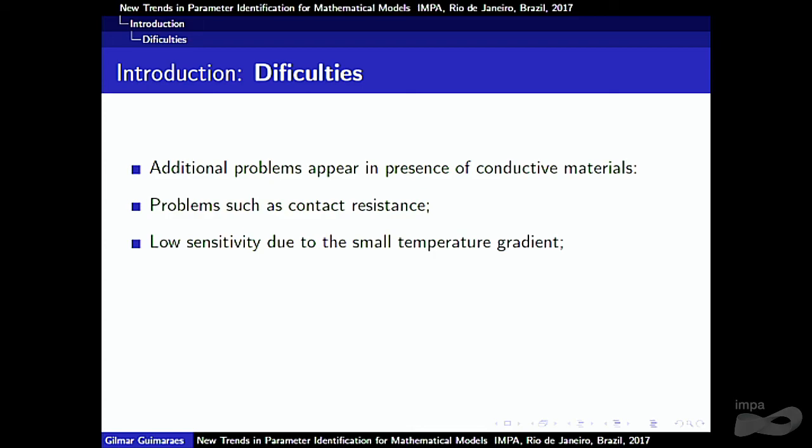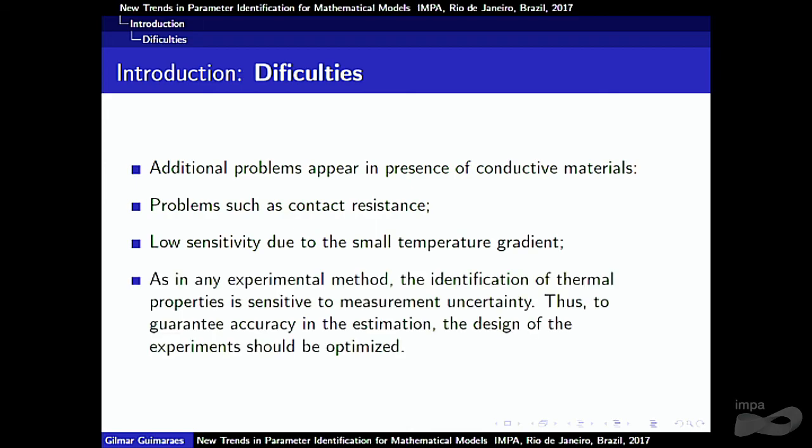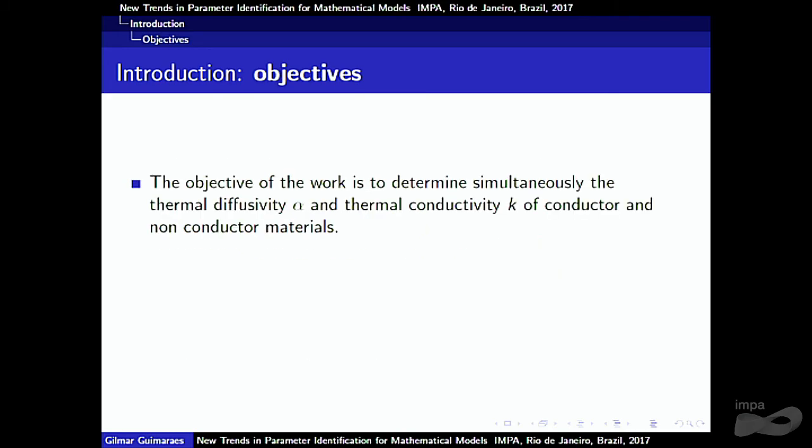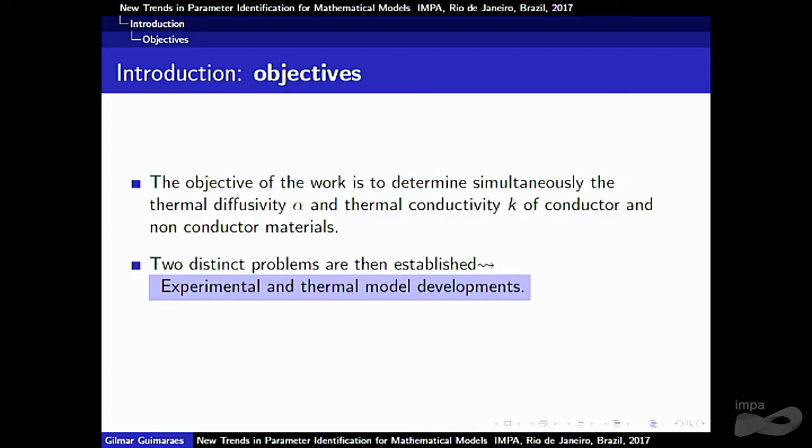We have problems like contact resistance, and we have to develop the methods also thinking in the experiment, in the accuracy of the experiment. So the objective of this work is to determine simultaneously thermal conductivity and thermal diffusivity, and both materials, conductor and non-conductor materials.